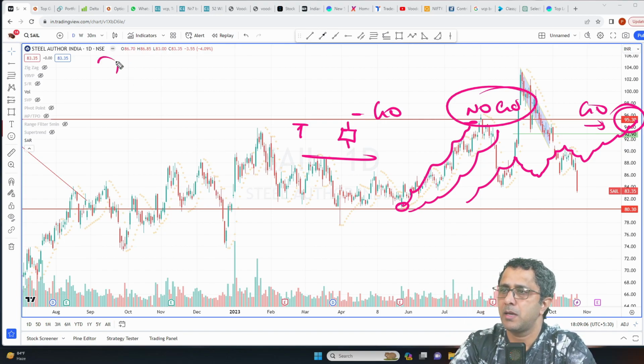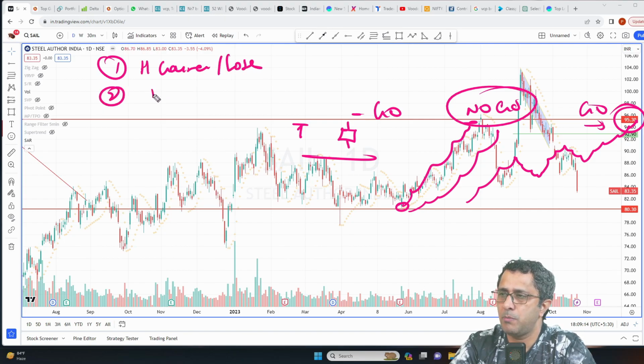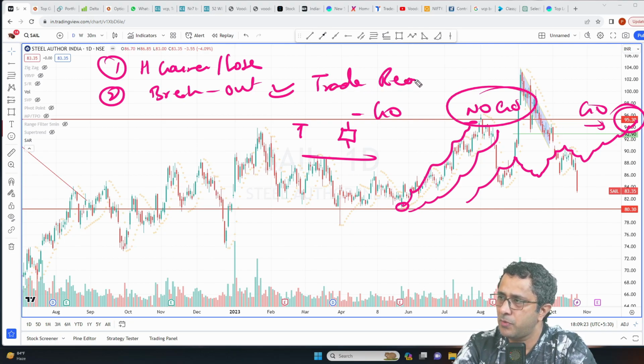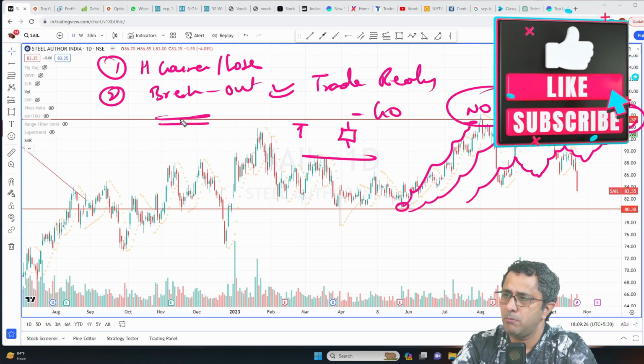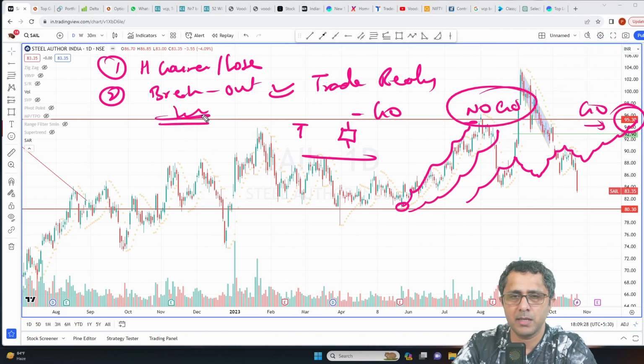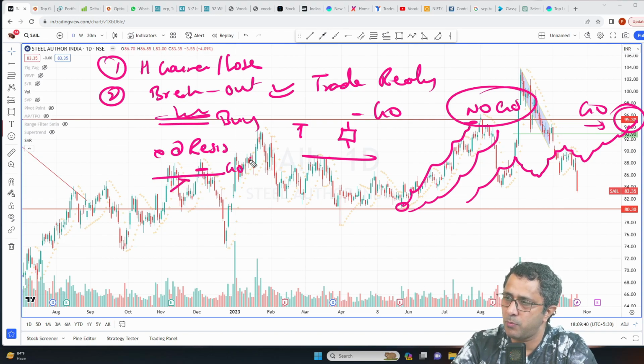Go, first find the highest gainer and loser. Second, check for their breakout. If they are ready for breakout, they are trade ready also. If they are not ready for breakout, maybe they are at their support level, yes, you can go for buy. If they are at resistance, no buy. If a stock is around resistance and there is a gap up, go for a conditional buy, because it has already gone for some profit booking in the last few candles.